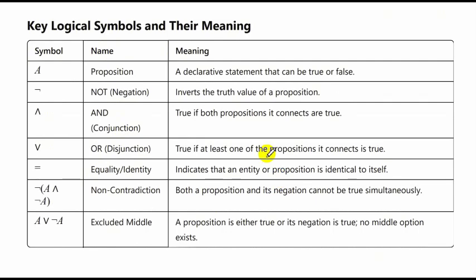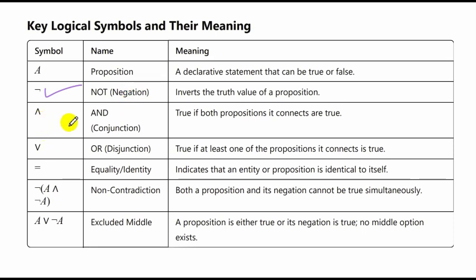So let's recap the key logical symbols and their meaning. A stands for a proposition. It is a declarative statement that can be either true or false. The symbol ¬ stands for negation, or "not", which inverts the truth value of a proposition. So it is either A, and the not, or negation, of that is not A.